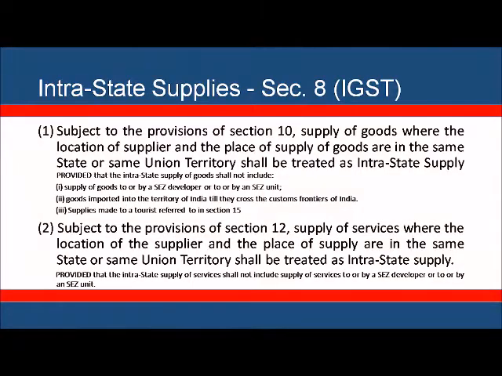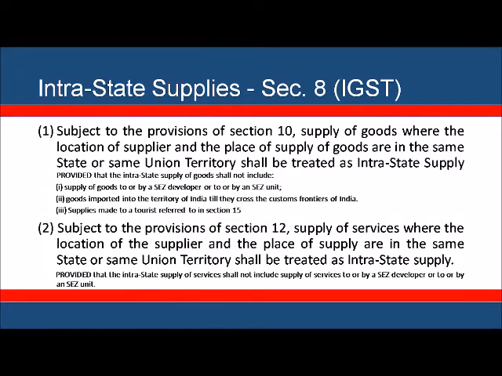But like all other laws, GST law also is subject to various exceptions. And here also we have various exceptions. The first important exception is, we are told that supply of goods imported into the territory of India till the time they cross the customs frontiers of India will always be treated as interstate supply. And this is essentially to make sure that there is a uniformity of law for all imports happening into the country. Therefore, even importation of services, we are told, will always be treated as an interstate supply.